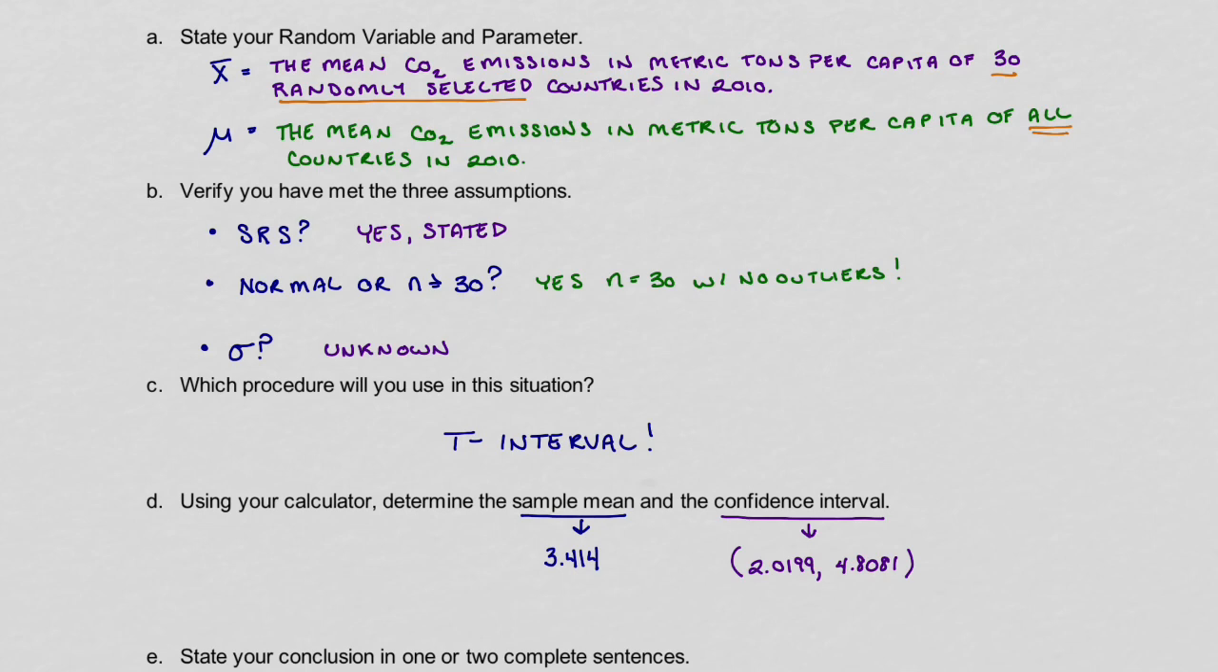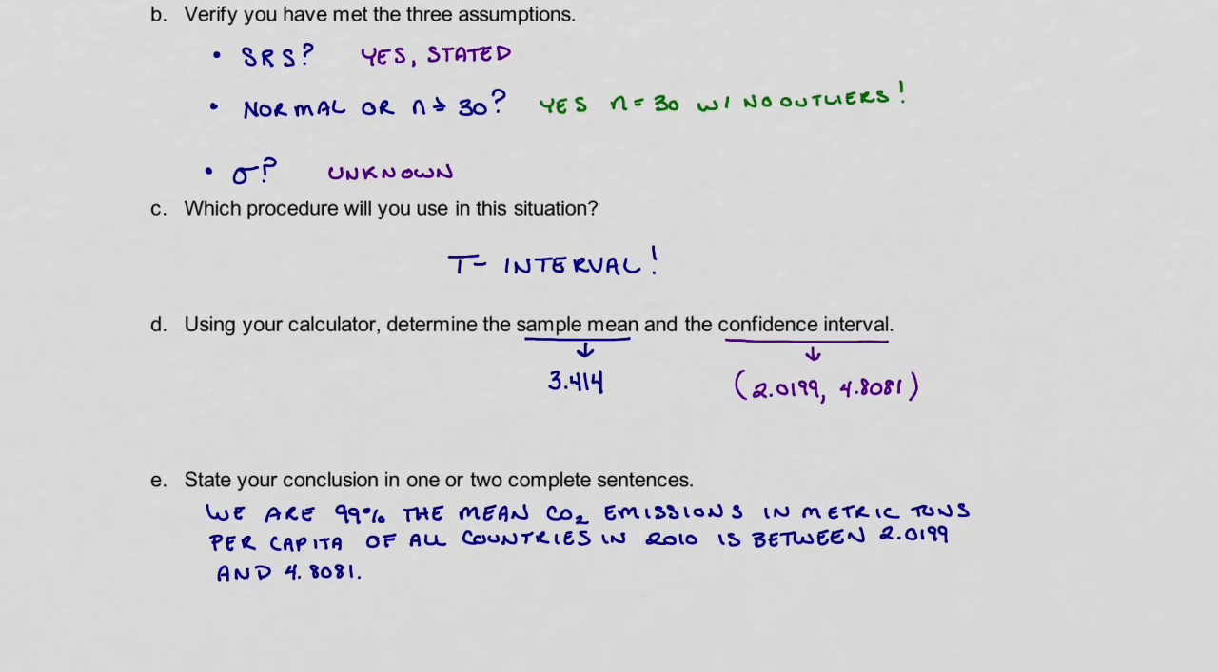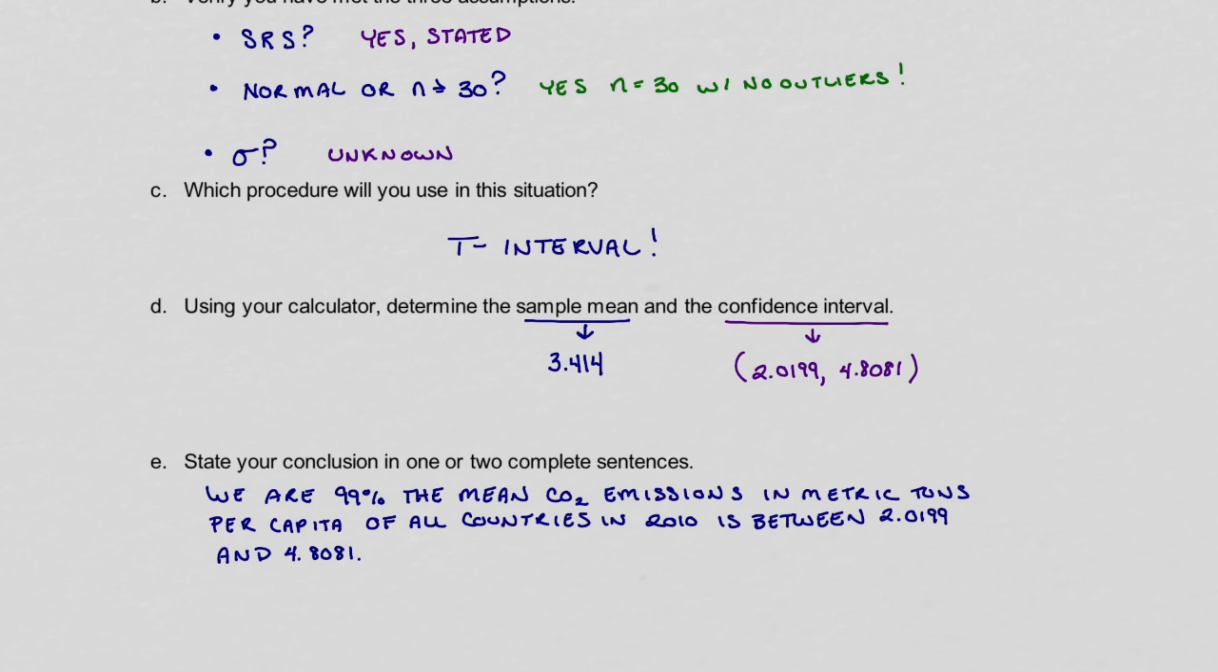So if we are looking carefully at the notes that we've already created throughout this process, we can go back to our definition of our parameter, because it does include the mean, and then it also includes all of that context. So the CO2 emissions, it includes the unit of measure that we're working with as well, specifically for all countries from the year 2010. Lastly, we want to include all that work that we had done to begin with, finding the lower bound and the upper bound of the confidence interval. So this should give us something along the lines of the following. We are 99% confident the mean CO2 emissions in metric tons per capita of all countries in 2010 is between 2.0199 and 4.8081.